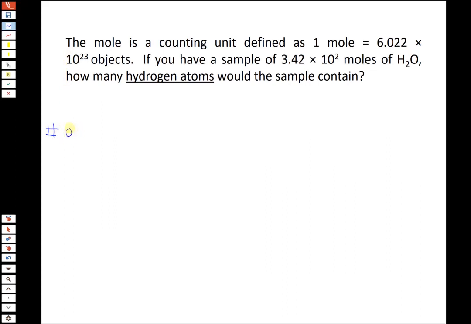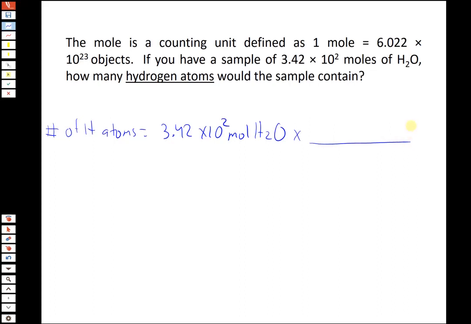So the number of hydrogen atoms is what we're looking for, so I like to write that out first. And then we write what we're starting with. We're starting with 3.42 times 10 to the second moles of water. Moles has a dumb abbreviation, it's just MOL, which is not much different than the word itself. And then from here, we're just going to write out some conversions.